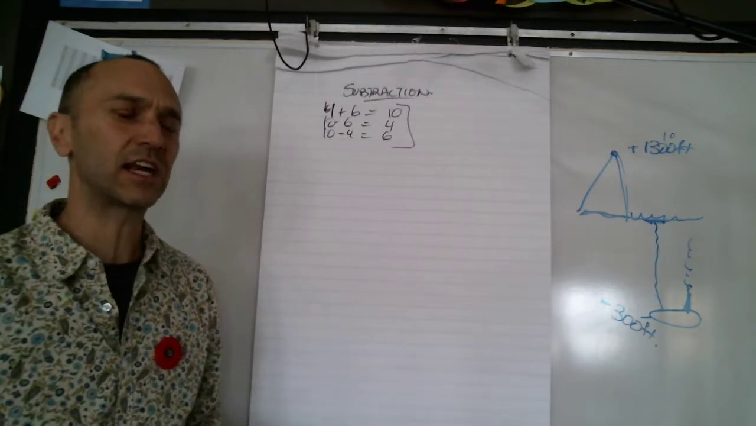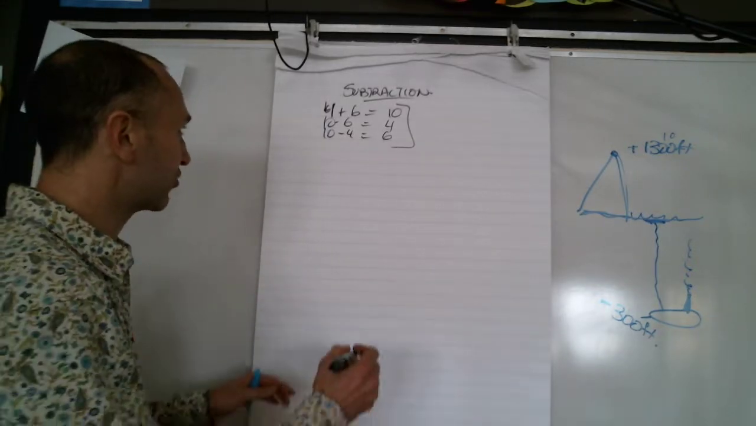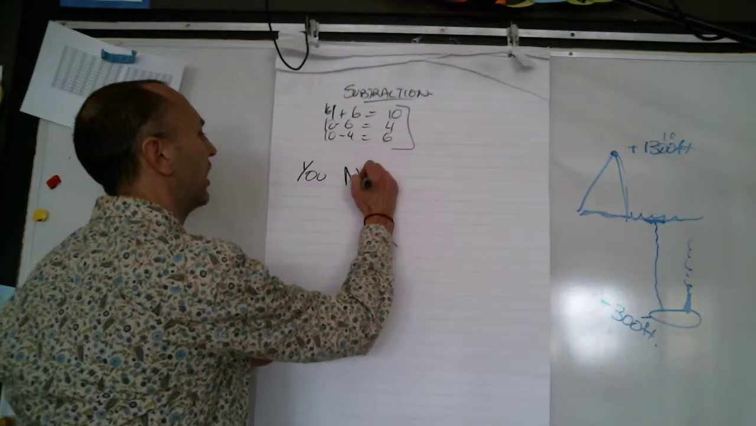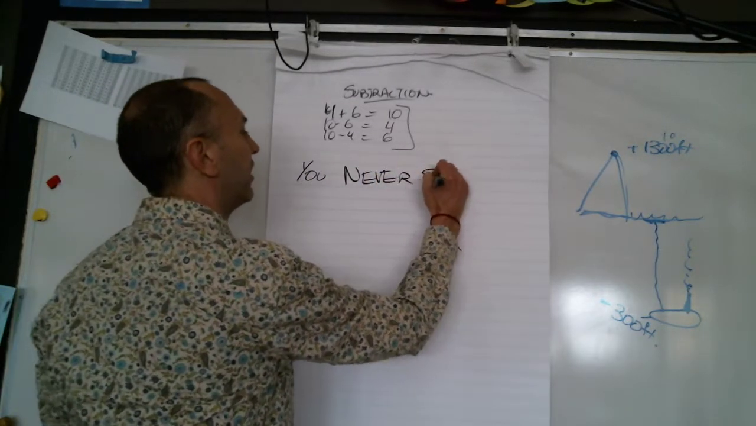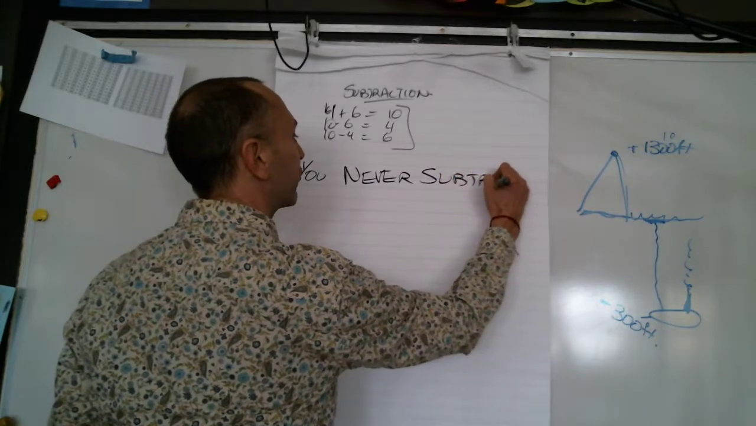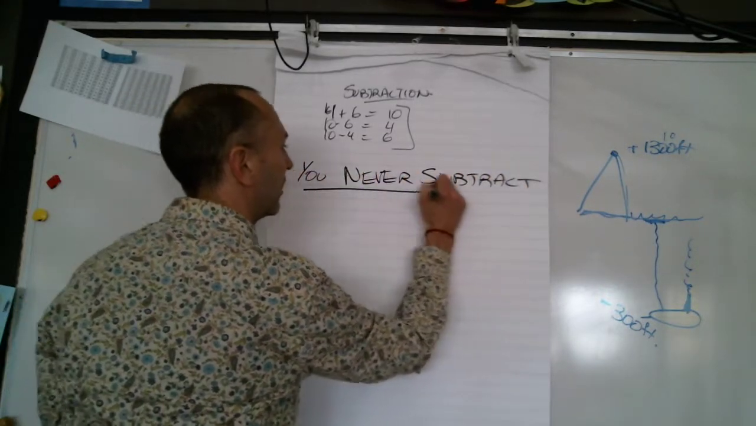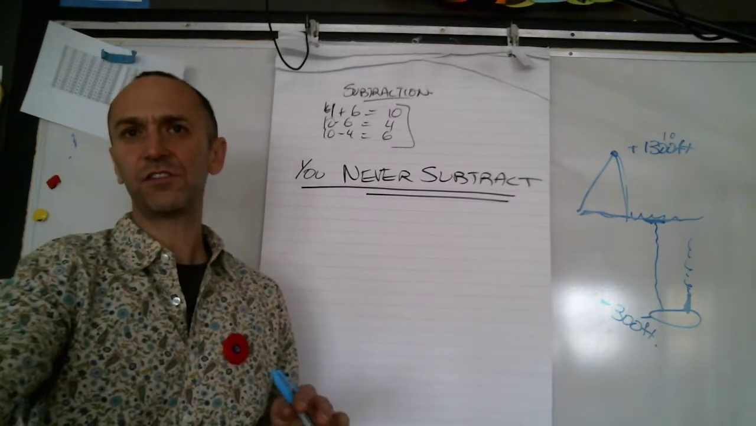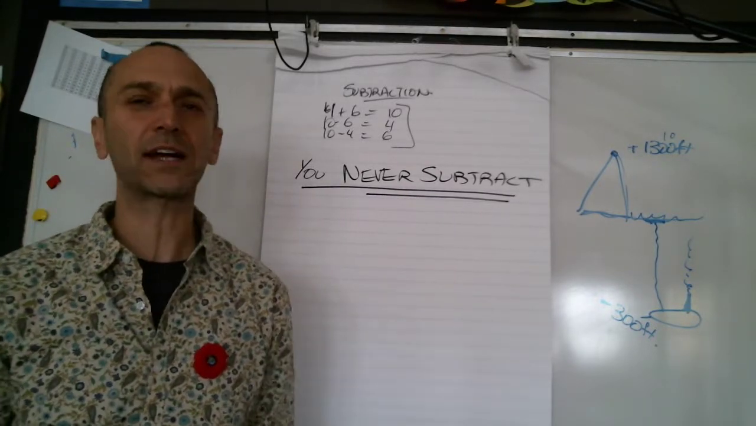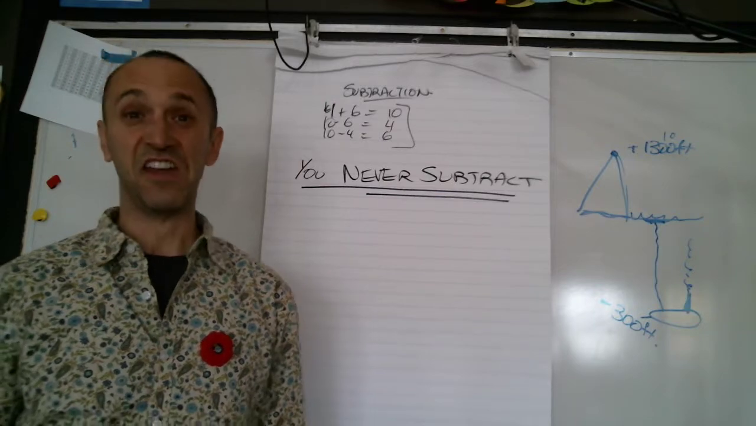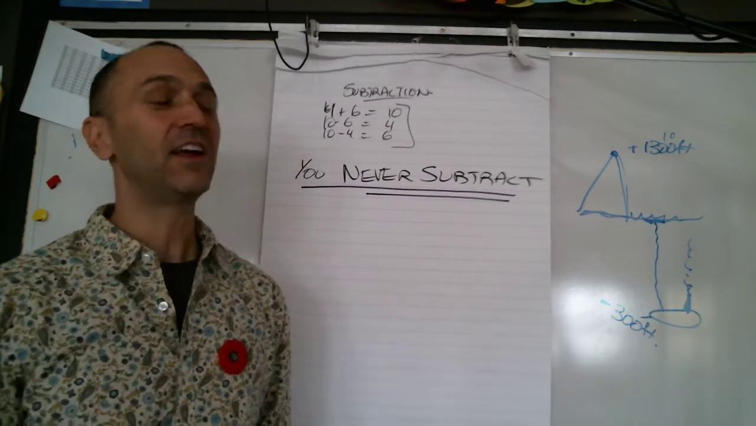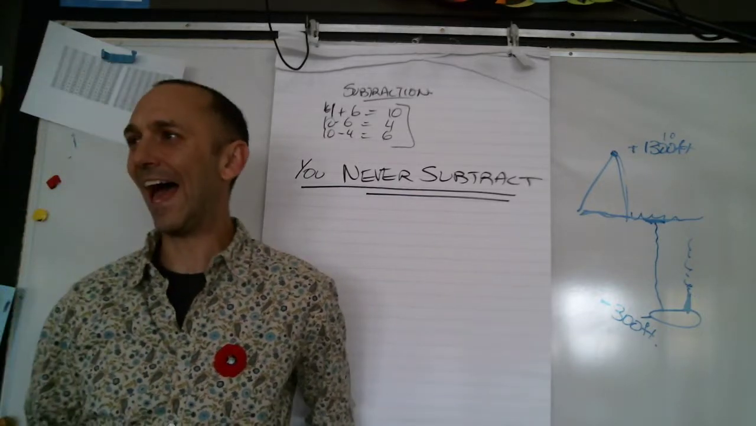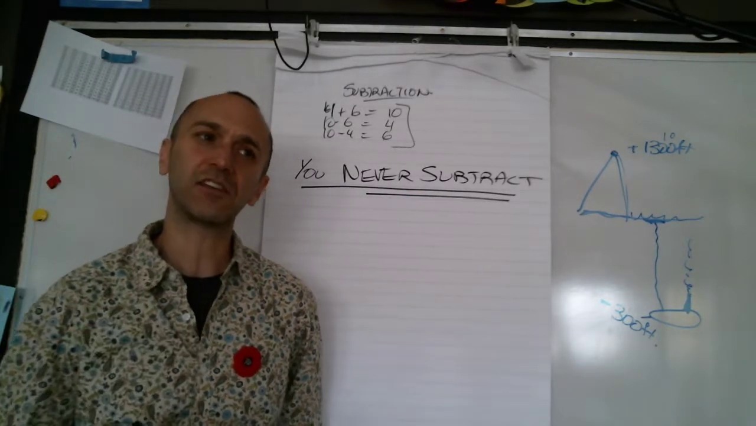What I need you to start to get into your brain now is with integers, you never subtract. If I don't subtract integers, what are the rules for subtracting integers? Nothing. There are none. You're going to use the same laws you do as when you add. But there is a change.